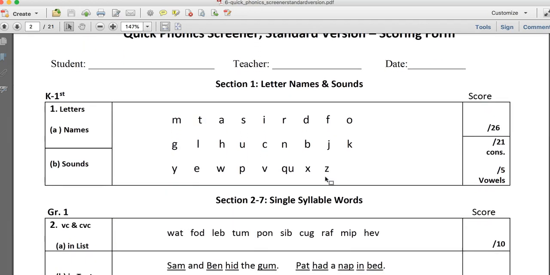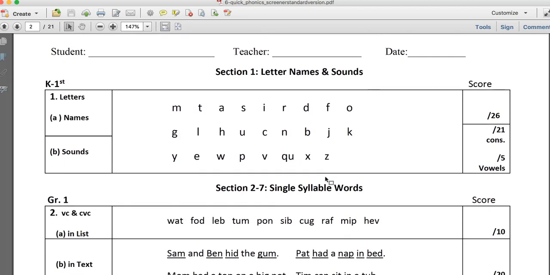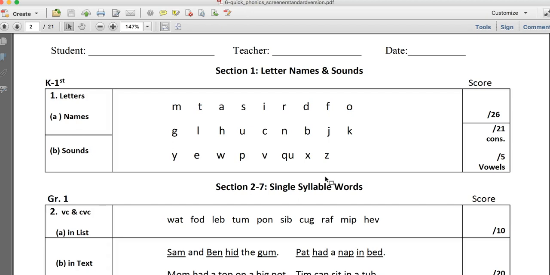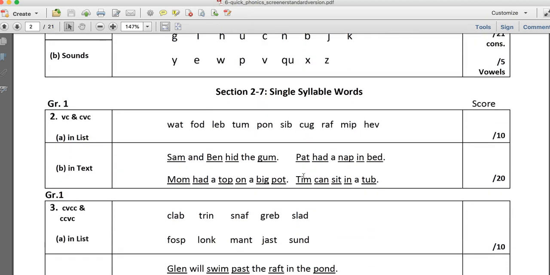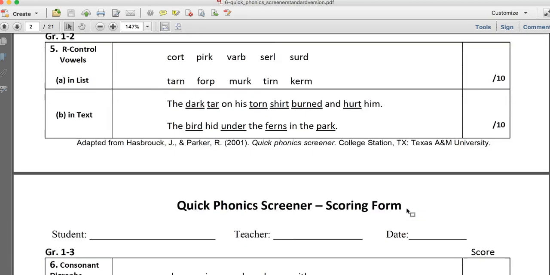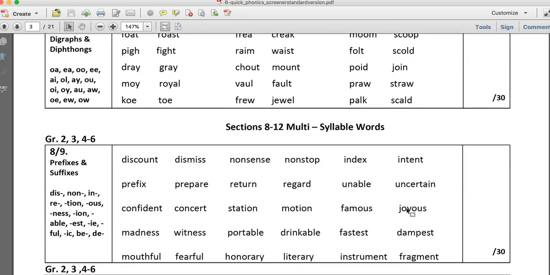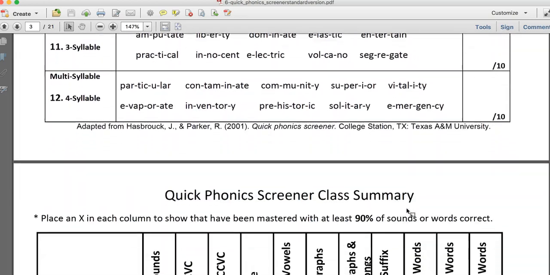Okay? This is your scoring form. So if you were doing section 1, it is letters and their names. So they would read all of the letter names. And then part B they would go through this again and they would do the sounds. Okay? If they made it to 2A, they're just reading these words. 2B, they're reading them in text. And the underlined word is what counts. Okay? So if you notice, it goes up, there's 4 through 6 even.